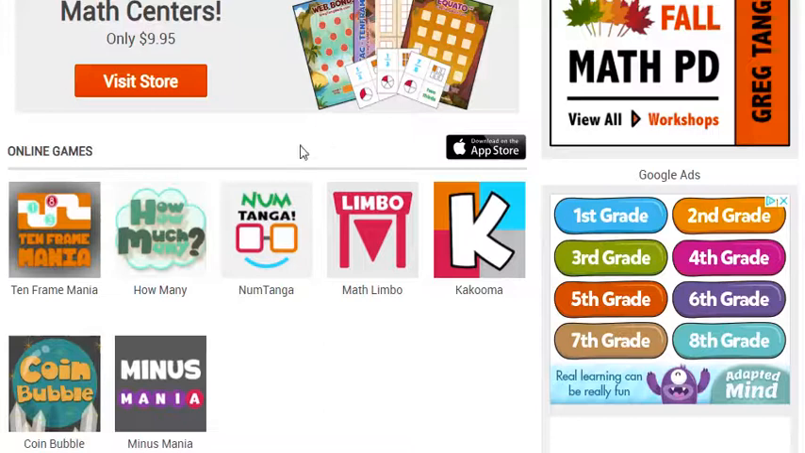Next, I'm actually going to be showing you two games. The first one I'm going to show you is another extremely popular game that I see students playing here at Coronado. But the two games are very related to each other, but very different in their complexity and the different types of things that our students are expected to do. So the first game we're going to look at is called 10-Frame Mania.